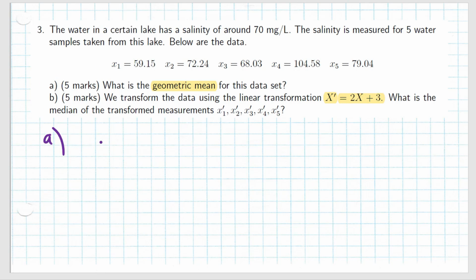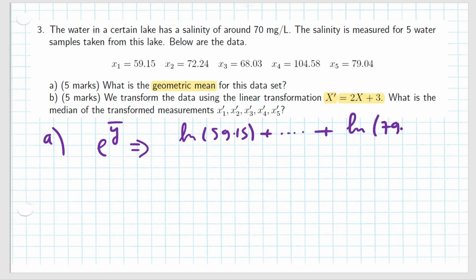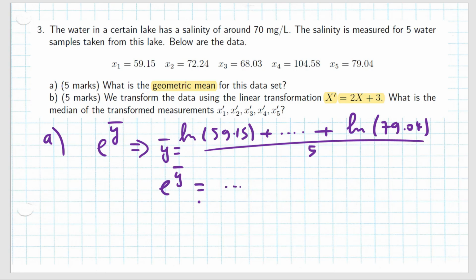So for A, you said the geometric mean is ln of 59.15 plus and so on, over 5. No, that's y bar, and then you take the exponential of this, right? Yes. Okay, for B, here's the data set for X. You want to find the median. I like to think of the median as the second quartile. So my question to you is, what is Q2 for X? How would you find the second quartile, the median?